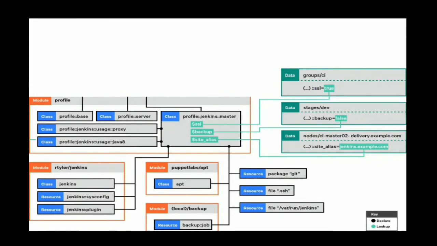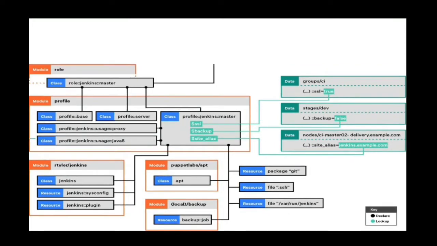Roles should not have any class parameters of their own. Roles should not set class parameters for any profiles. Those are all handled by data lookup. Now write the role code and include the profiles Jenkins master, base and server. And assign the role to nodes.